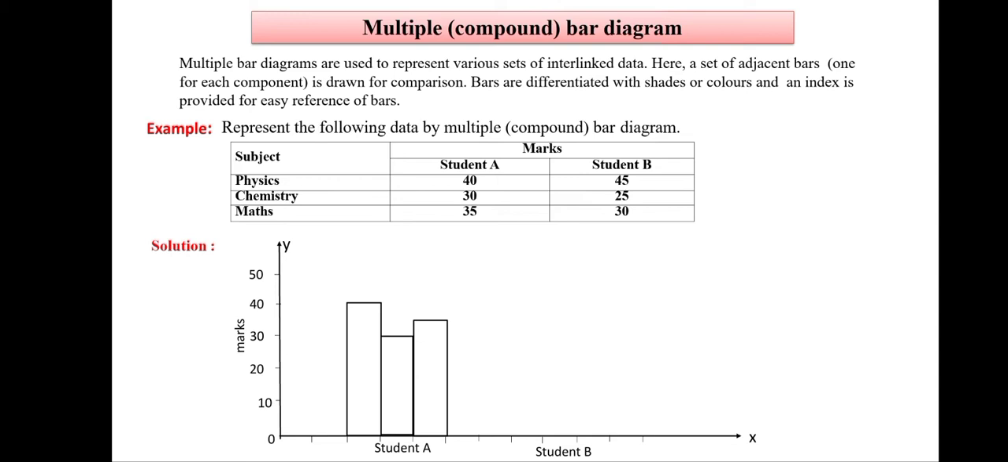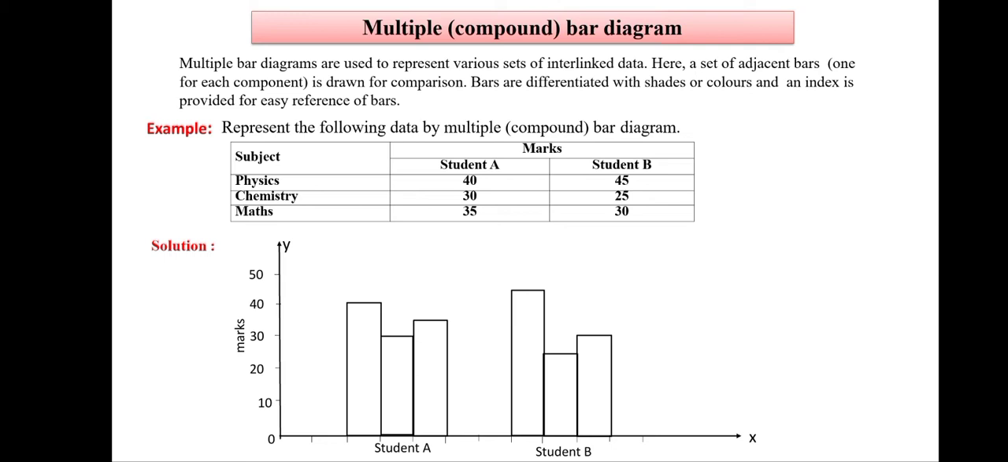Okay, so these are the marks representation of student A. Next, coming to student B. In physics he scored 45, so draw a bar till 45. And in chemistry he scored 25, so draw a rectangular bar adjacent to the previous bar till 25. And in maths he scored 30, so draw a rectangular bar till 30.